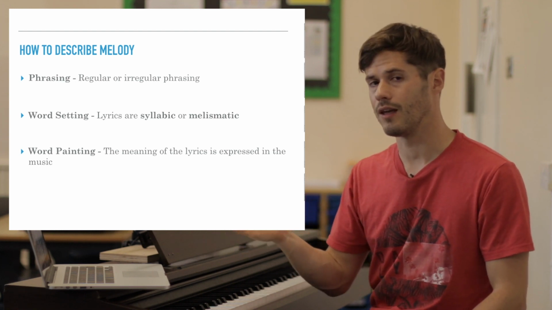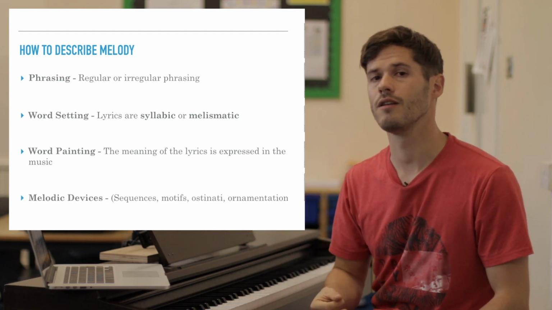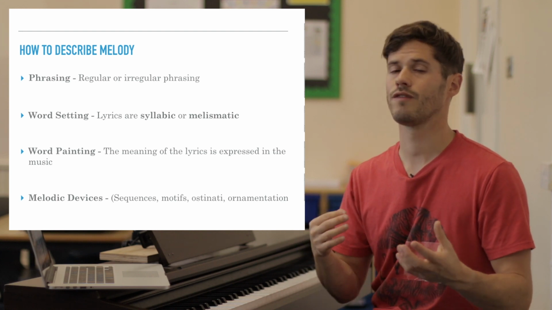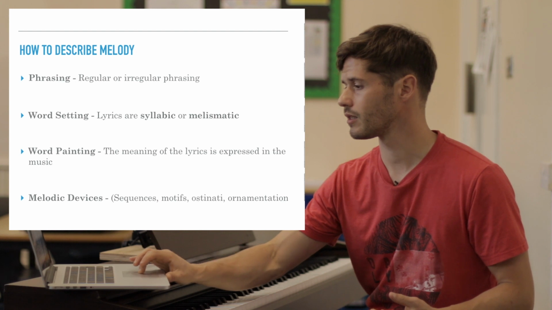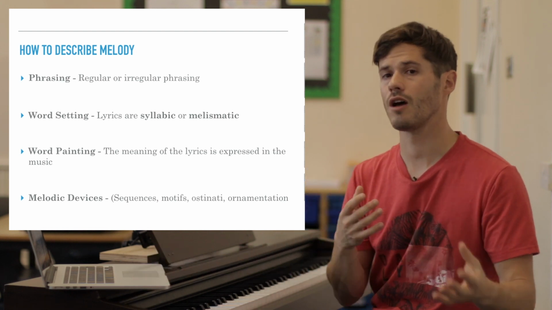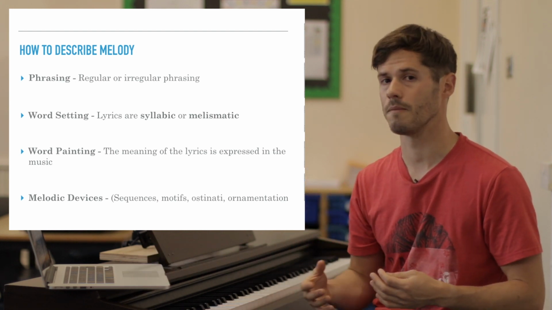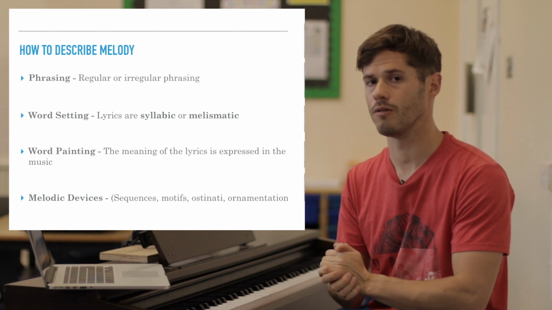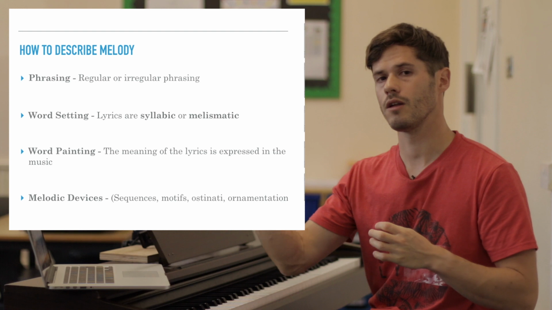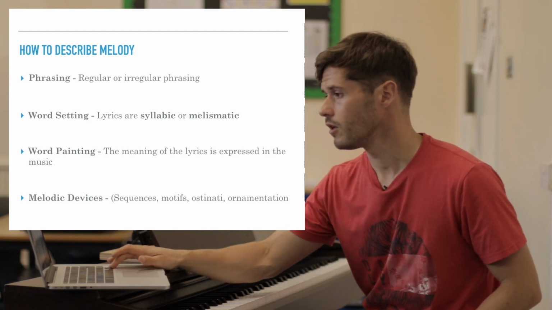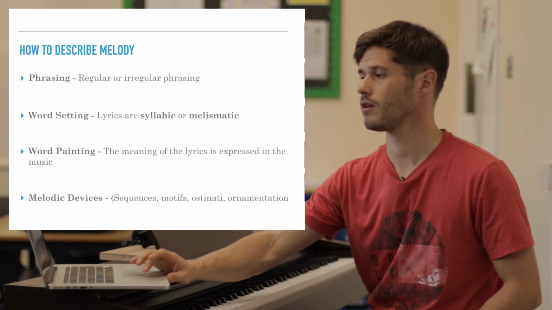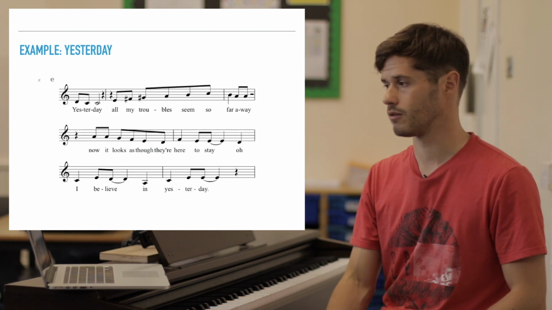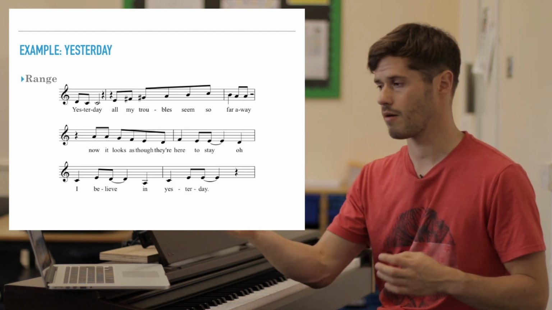And finally, and we're going to look into this in a later video, are there any melodic devices? Devices like sequences, motifs, ostinati, or ornamentation. Again, we're going to talk about that in greater depth in another video, but that's what you need to talk about. So as an example, I'm going to show you this melody here. It's Yesterday by the Beatles. So how would you describe this melody?